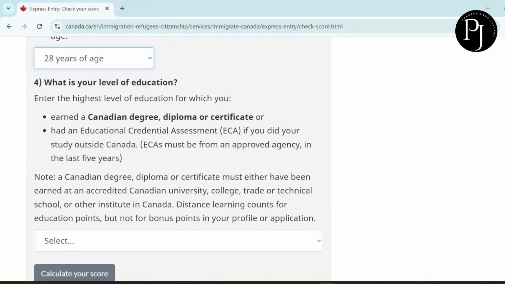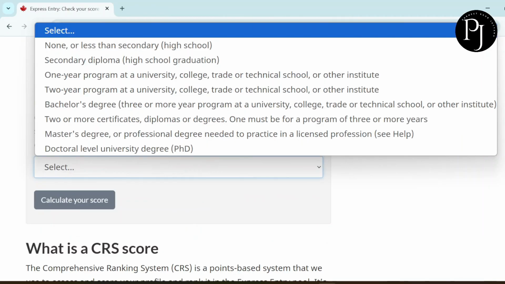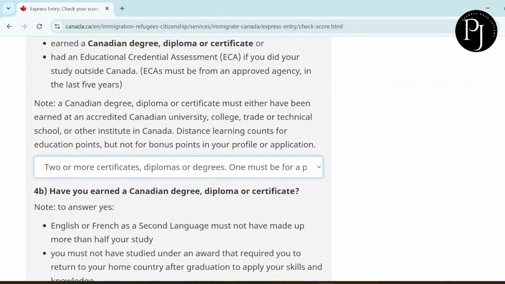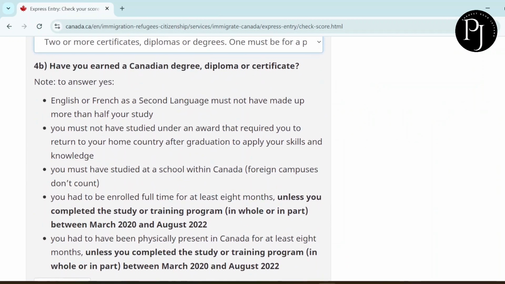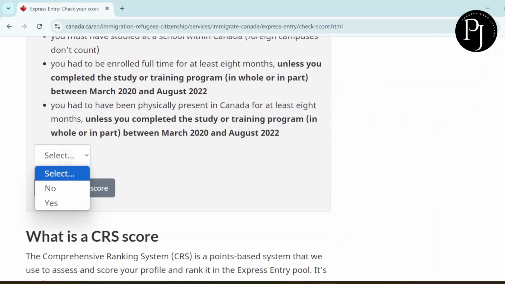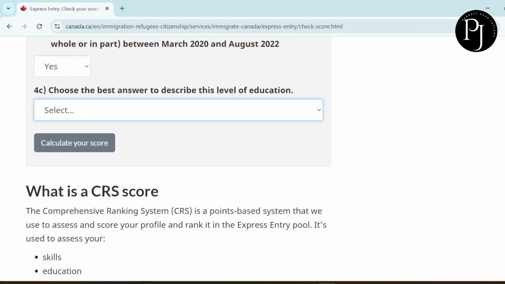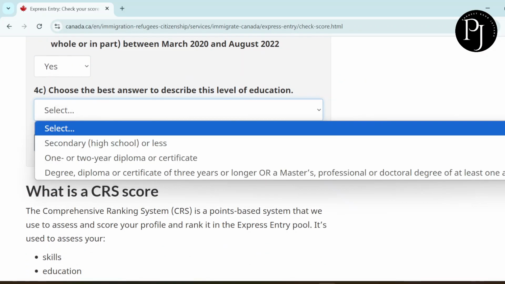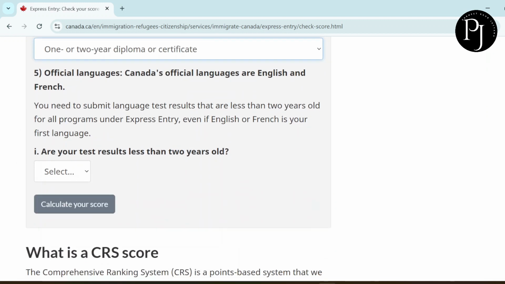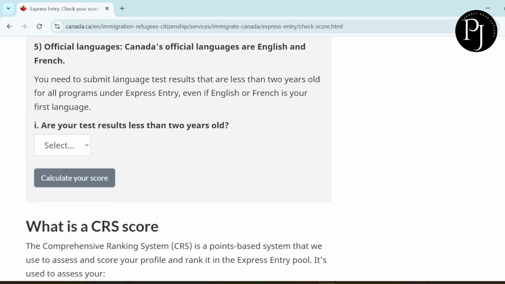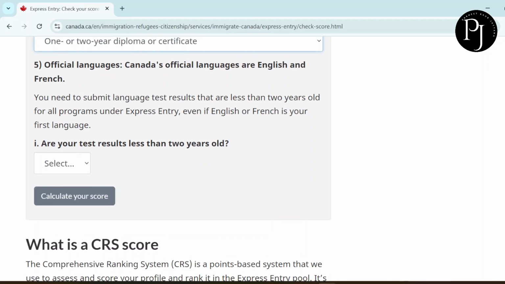28 years of age. What is your level of education? So I do have 2 degrees. I will select 2 or more certificates, diplomas, or degrees. Now, have you earned a Canadian degree? Yes, I do have. Choose the best answer to describe this level of education. So my diploma is of 2 years within Canada. I will select two.